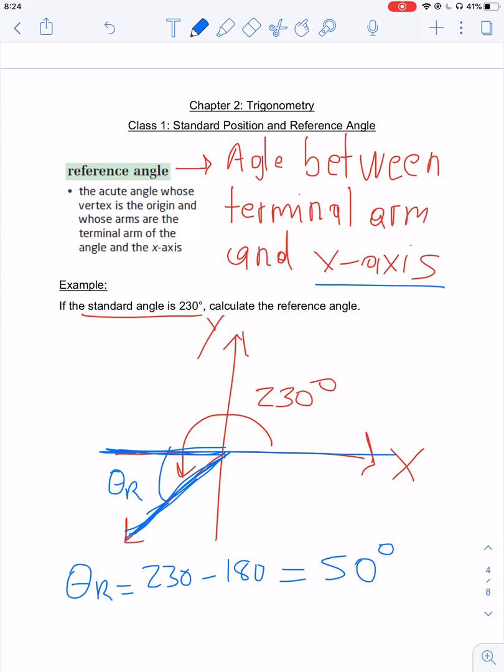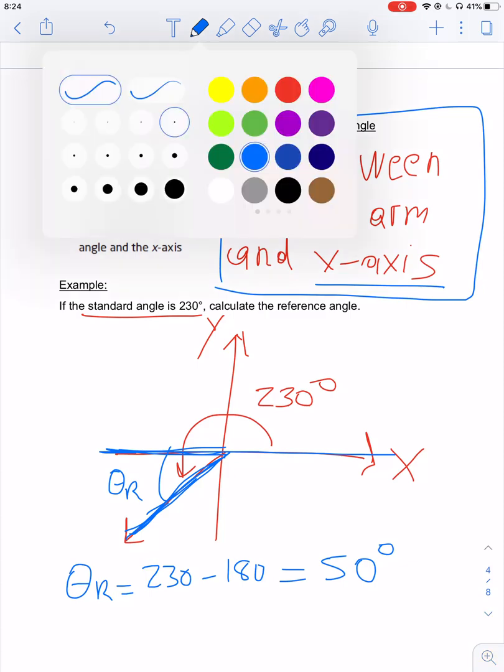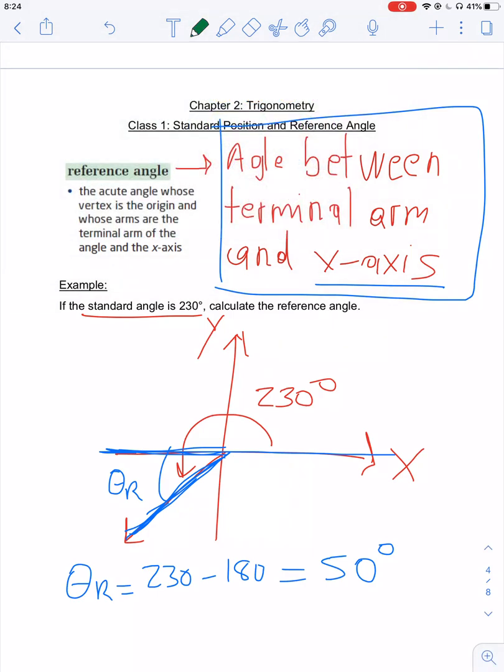Key thing is this definition over here, okay? It's the angle between the terminal arm and the x-axis, not the y-axis, right? If we're talking about the y-axis, then this would have been your reference angle, right? It's not the y-axis. The keyword here is the x-axis, okay?